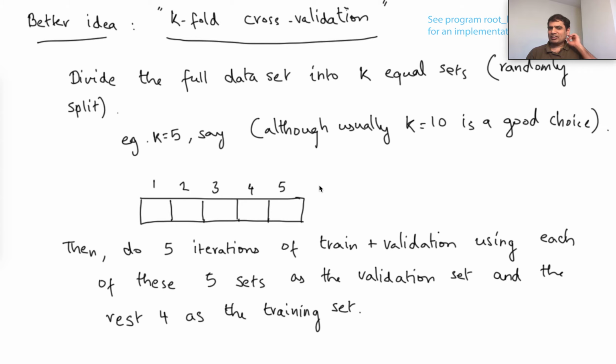So the idea of k-fold cross-validation is a variant of holdout cross-validation, or what's called train validate test. So you have a big chunk of data. In k-fold cross-validation, what you do is you divide the whole data into k equal sets, randomly split, right? So let's say k equals 5, then you split the data into 5 pieces, okay?